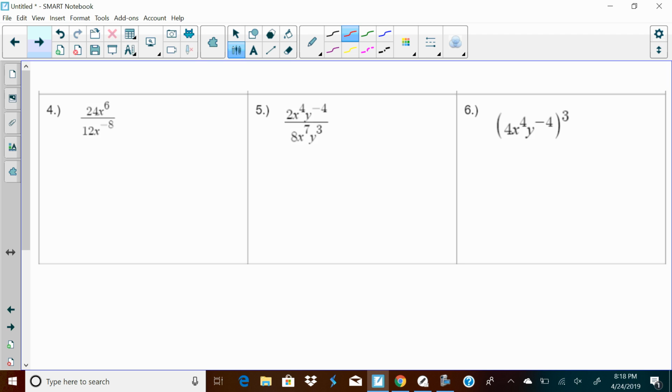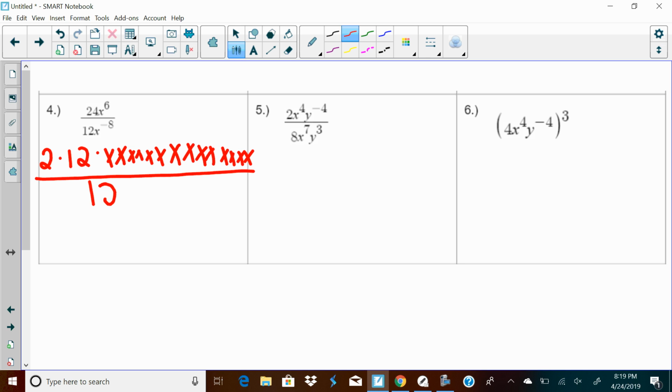Okay. Problem number 4 is 24x to the 6 on the top and 12x to the negative 8 on the bottom. So that means the 24, I'm going to write it out as 2 times 12 with 6 x's. And then 8 more x's. All over, there's a 12 on the bottom. So when I go to cancel this, the 12s cancel out, and I get 2x, 6 plus 8 is to the 14th power.